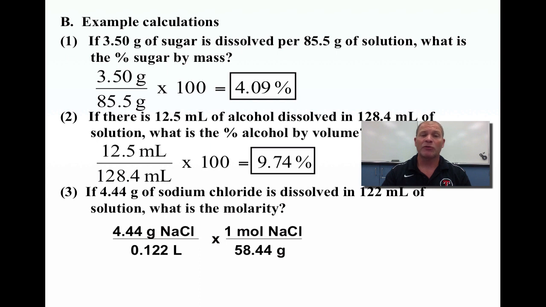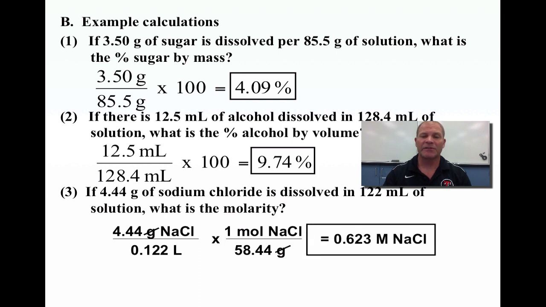Now I have moles per liter. All I simply do is take my 4.44 divided by 0.122 divided by 58.44 equals, and I get my amount here, and my amount is 0.623 molarity sodium chloride solution.